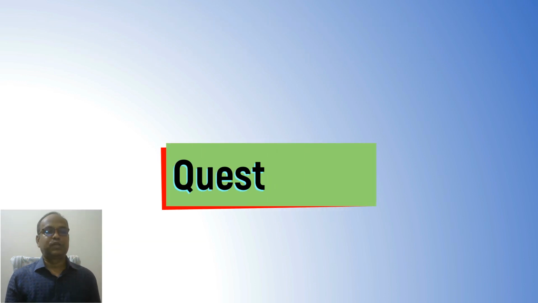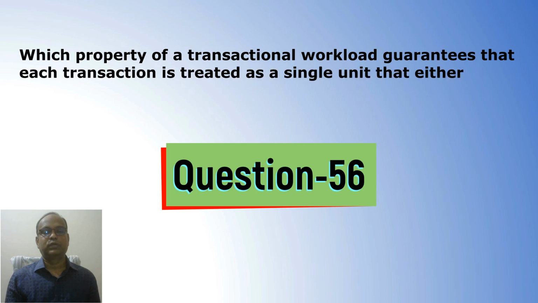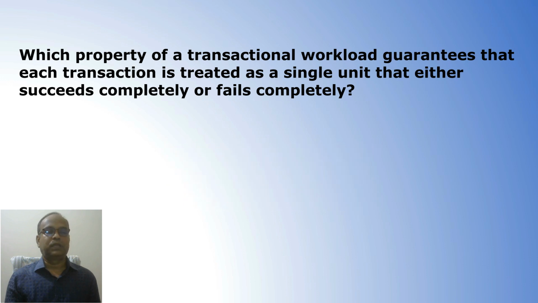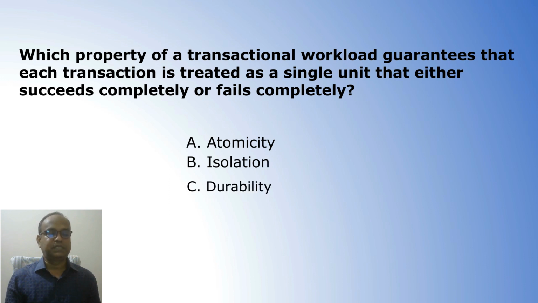Next question. Question number 56. Which property of a transactional workload guarantees that each transaction is treated as a single unit that either succeeds completely or fails completely? Option A, atomicity. Option B, isolation. Option C, durability. Option D, consistency. Answer. The correct option is atomicity.